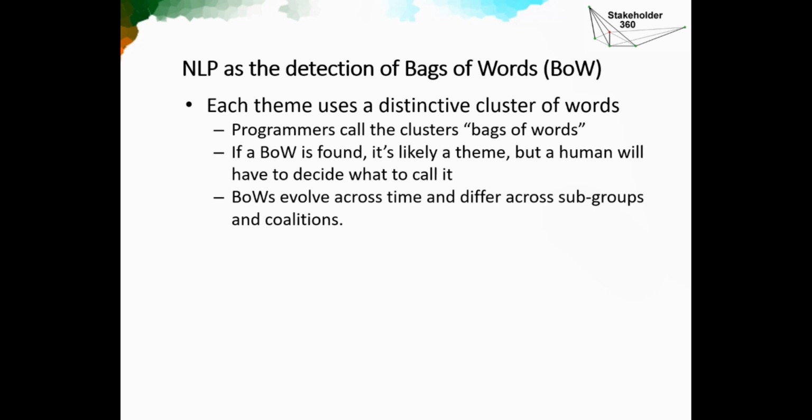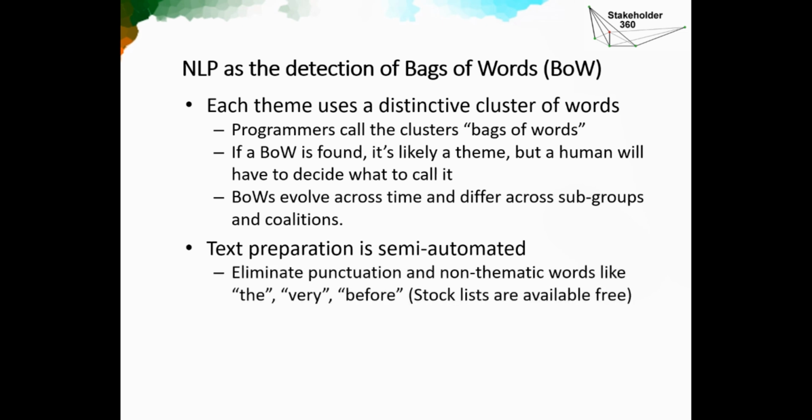The bag of words approach requires some preparation of the text to be analyzed, but this text preparation is semi-automated. To prepare the text, first you have to eliminate the punctuation and the non-thematic words. These are called stop words, and standard lists of them are available for free in all the major languages. Next, you reduce the remaining words to their root form so that you can capture all the variations associated with verb tenses and parts of speech.